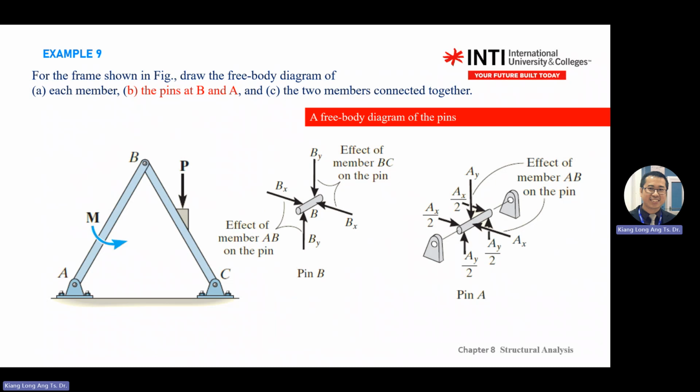So this is AY divided by half because there are two supports. This AY is supported by two forces at these two holes here. So that's why AY divided by 2. Same with this one. This AX to here, so you must balance. So two more forces in this direction, because of these two supports here.